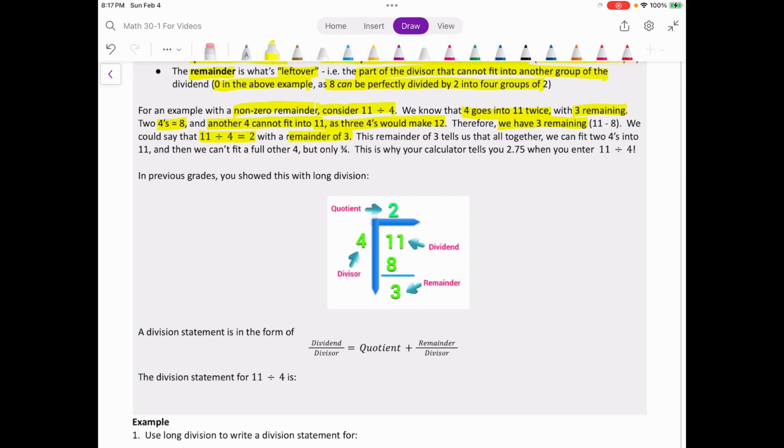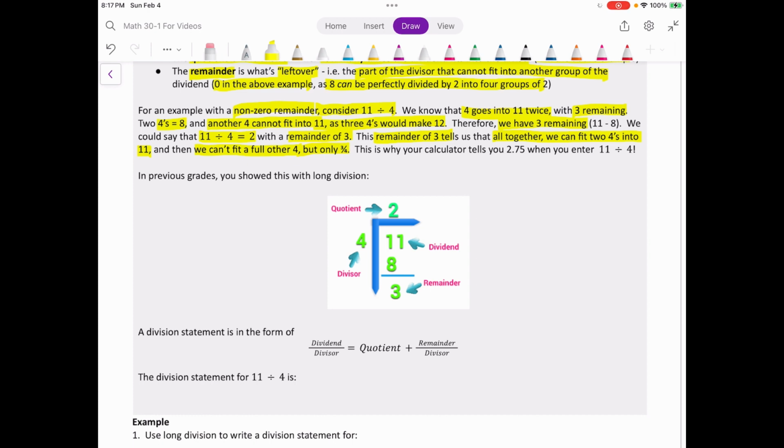This remainder of 3, what that's saying is that altogether we can fit 2 4s into 11, and we can't fit another full 4, but we can fit 3/4 of a 4, right? We can only fit 3 out of 4 4s into 11 after we've done 2, right? We can fit 2 full 4s and then 3/4 of another 4, right?